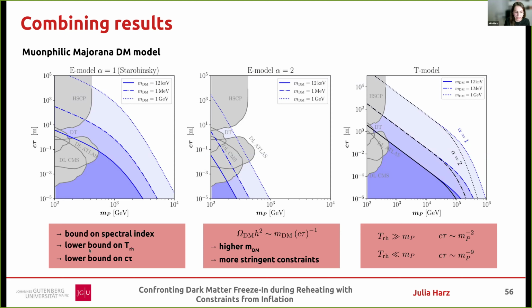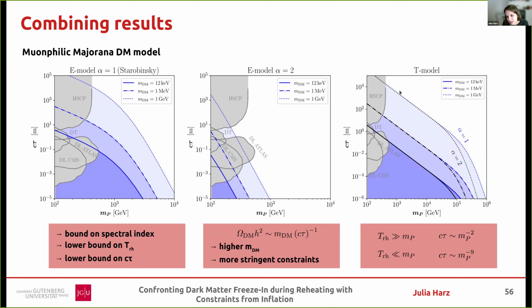What can one take away here? As I said already before, from inflation we get a lower bound on the reheating temperature, from the lower bound on the spectral index. So we get here a lower bound on the decay length. This is what you see here. This is the exclusion limit. And the relic abundance depends on the dark matter mass and the decay length. So the larger the dark matter mass, as we see here, the more stringent the constraints, so we get more exclusion. This is also what you see in all of these plots.